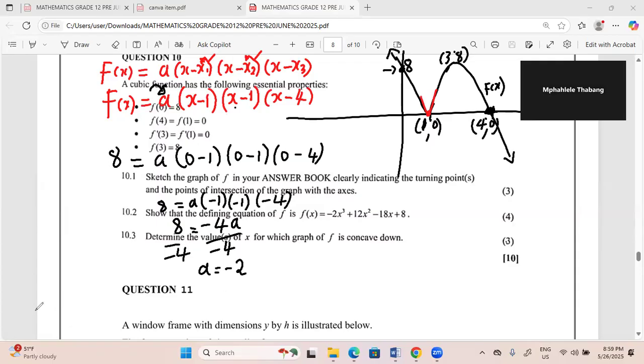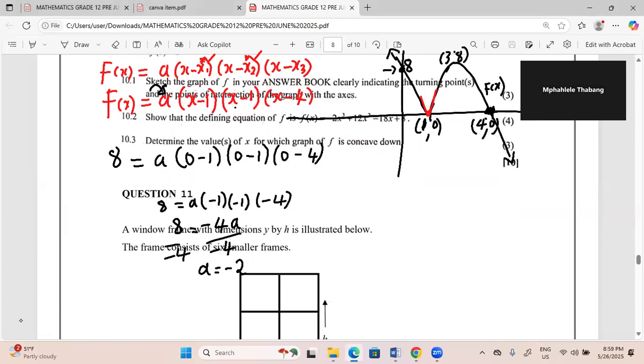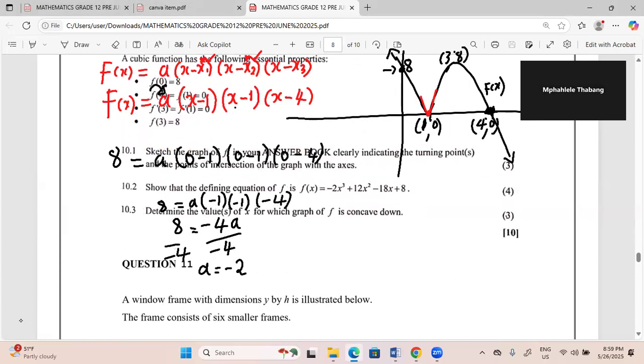So let me check the a. Yes, here is the a. The coefficient of x cubed, I mean, is negative 2, which is my a. So a is negative 2. So what you have to do now is say f of x equals, remember you now know a is negative 2, negative 2 into x minus 1, x minus 1, x minus 4.